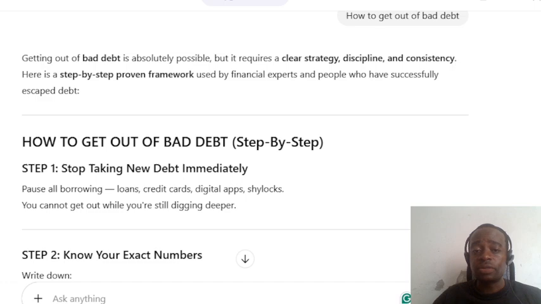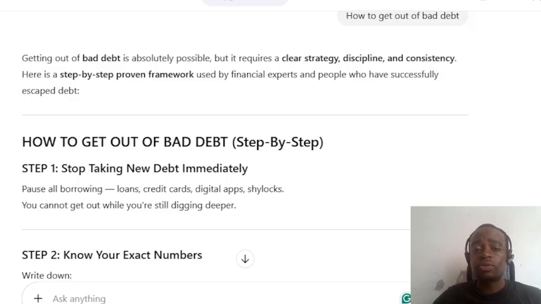So step number 1 is that you need to stop taking new debt immediately. You see, taking debt can get to a place whereby it's actually an addiction, and it might end up hurting you more than you can imagine. What they're saying is that you cannot get out while you're still digging deeper. For example, if somebody is already in a hole, they cannot get out if they continue digging deeper. You need to start figuring out how to get out of that hole. So that is step number 1.